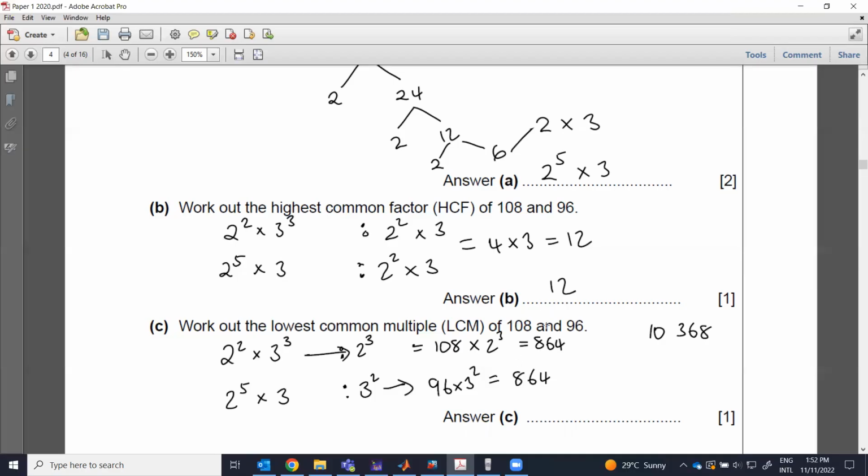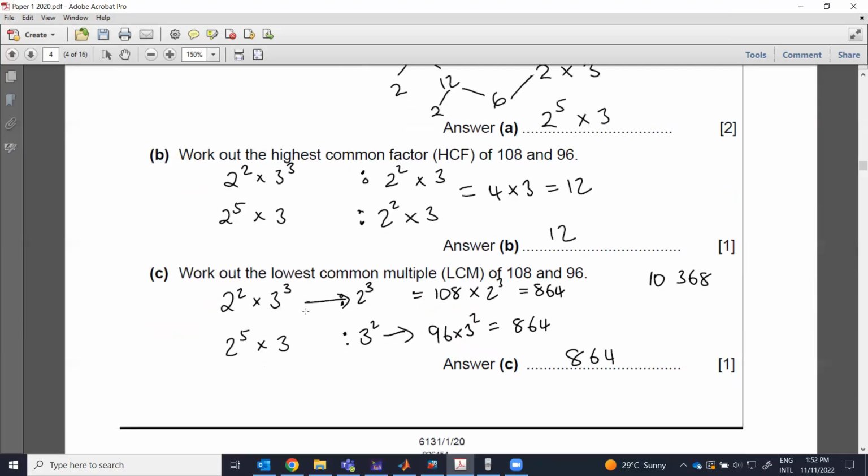So you can see that 864 is a common multiple, and it is in fact the lowest common multiple. Simply multiplying the two numbers together will give you a multiple. Okay, so 864 is a multiple of 96 and 108, and it is the lowest common multiple. 10,368 is also a multiple of the two of them, but it's not necessarily the lowest one. Sometimes just multiplying the two does not give you the answer that we're looking for.